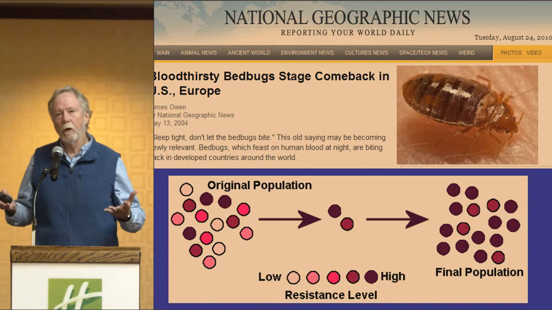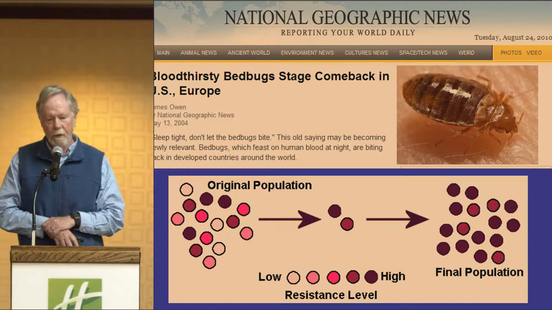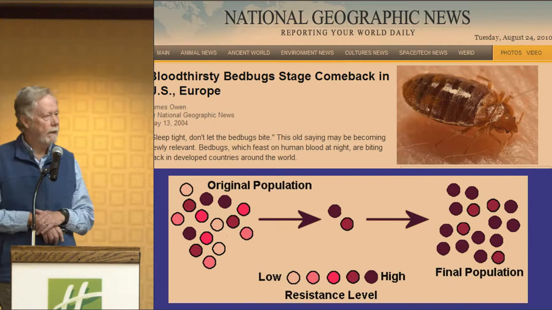And this has been a real problem when people have tried to use control on different pests or invasive species. So bed bugs are a great example of this. Bed bugs are now a real problem in a lot of hotels around the world, where for years they were controlled by DDT and other pesticides.